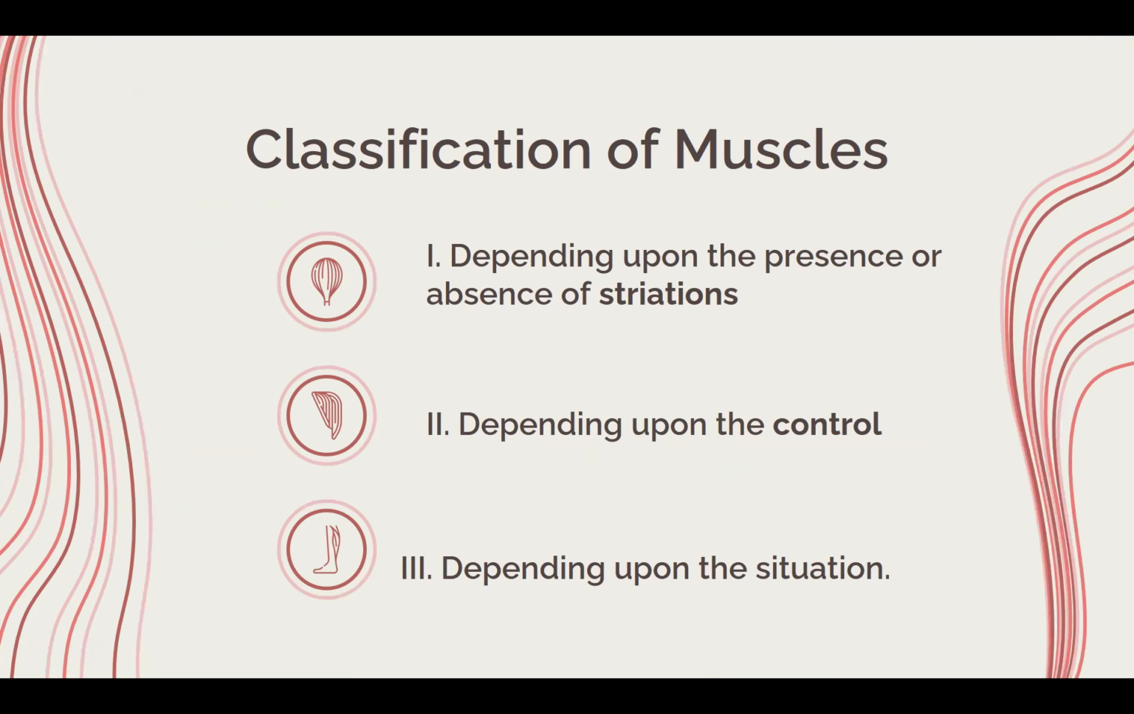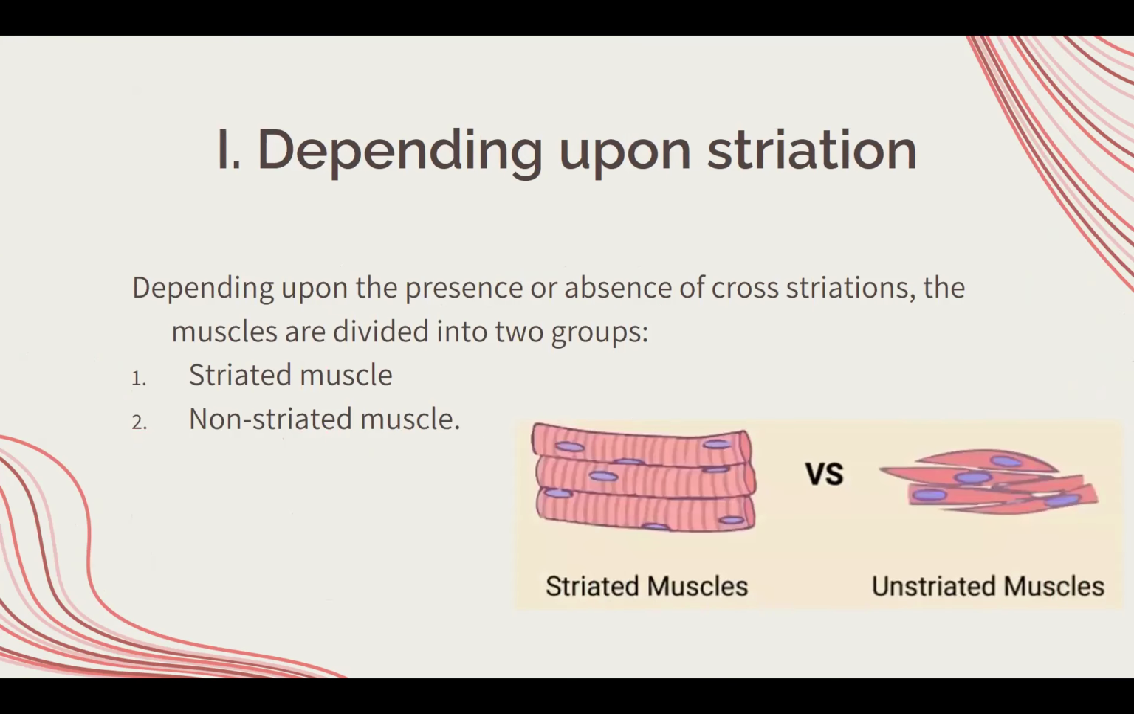For study purposes, we can classify muscles depending upon the presence or absence of striations, upon the control, and also upon the situation where the muscle tissue is situated. Depending on striation, that is, the presence or absence of cross striations: here you can see cross striations, so they are striated muscles, but these muscles do not have cross striations and they are plain.